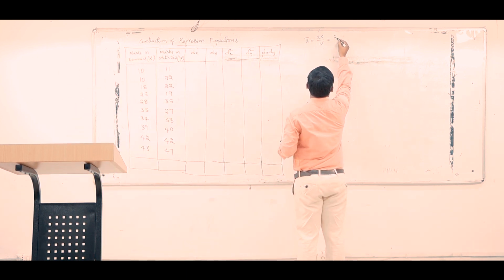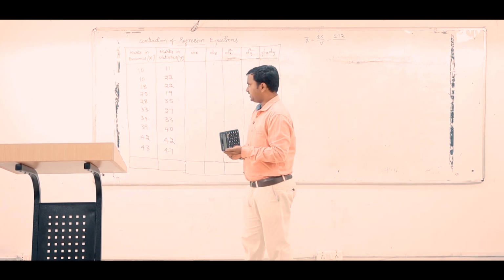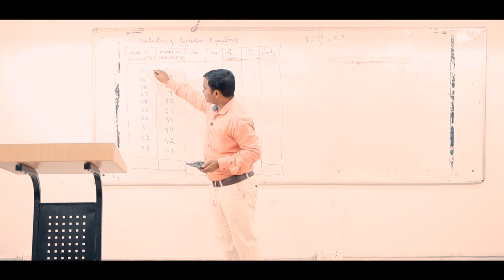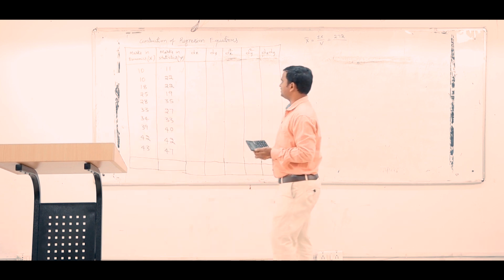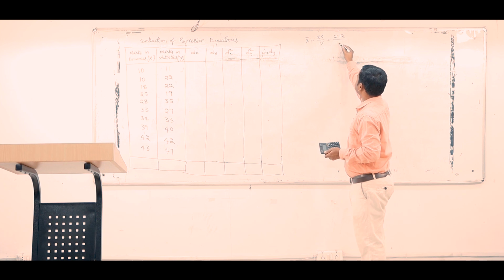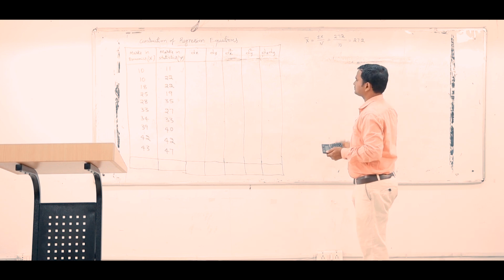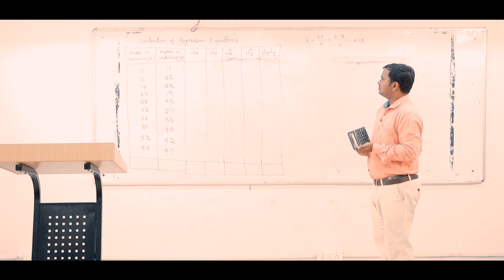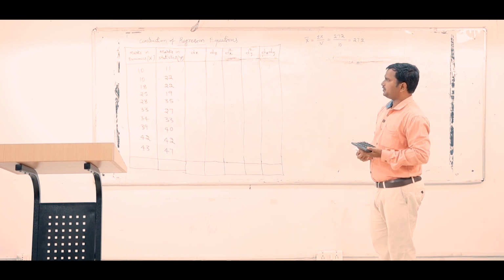272 divided by N, where N means the number of items. If you count the items in the data, 10 items are there: 1, 2, 3, 4, 5, 6, 7, 8, 9, 10. So divided by 10, the arithmetic mean will be 27.2. So this is the arithmetic mean. We are not getting an exact value; we are getting the value in points. It is 27.2.